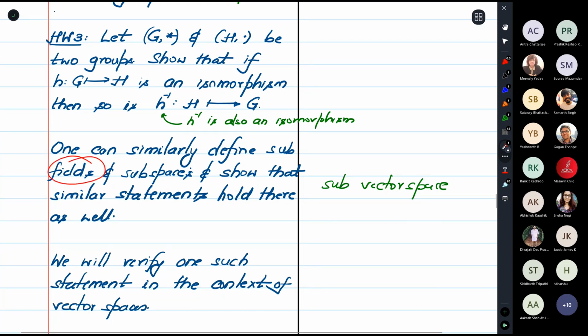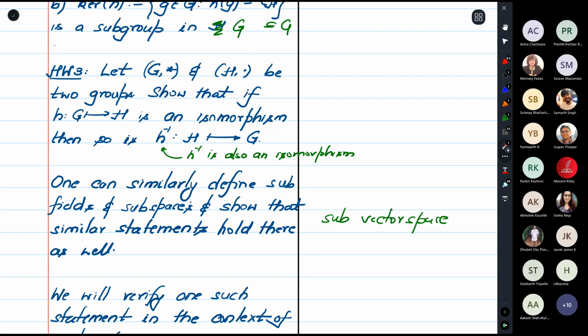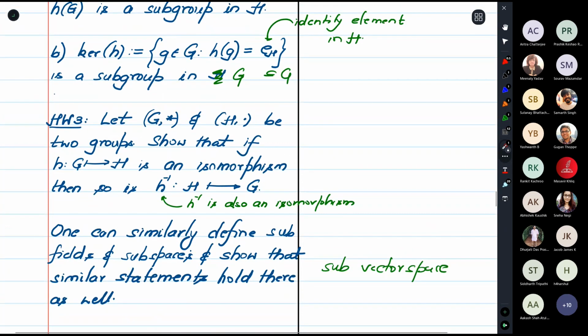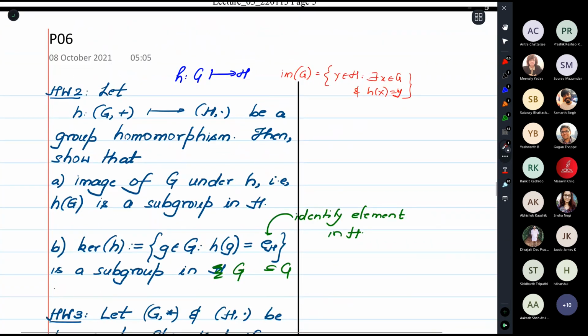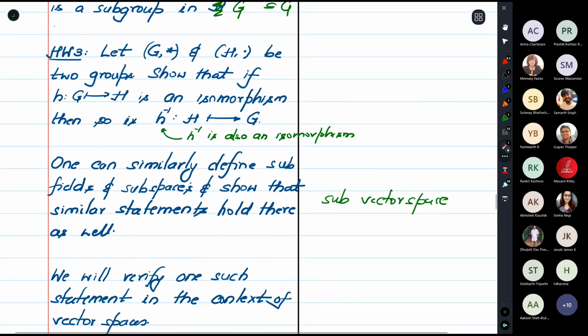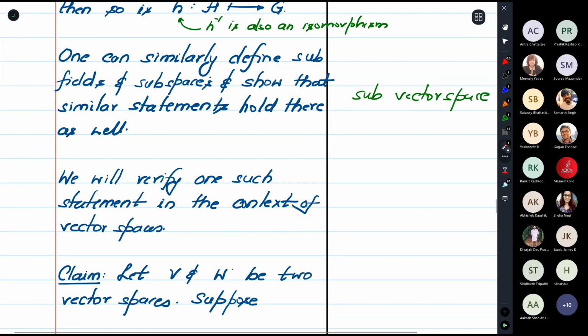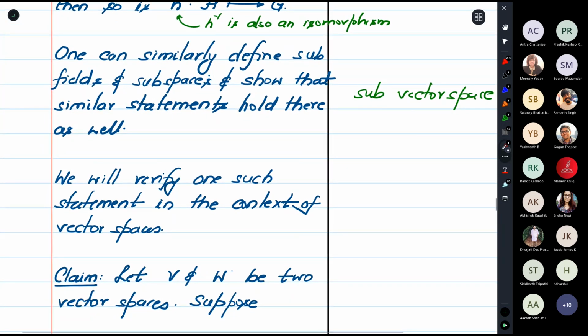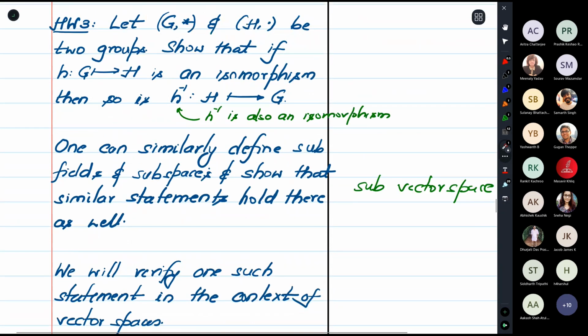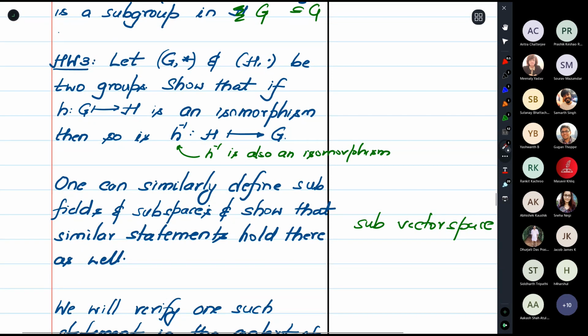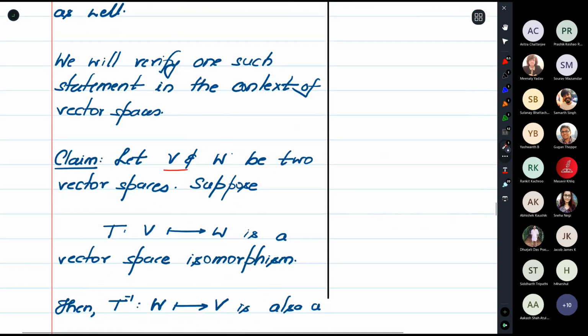In that case, we will call this subset a subfield, and one can show that these three properties, whatever we have stated as part of homework 1, homework 2, and homework 3, actually hold true in the context of subfields and subspaces as well. Since I'm making a very general statement over here, let me verify one such statement in the context of vector spaces. Here is a statement very similar to what we have in the context of groups, but now stated for vector spaces.